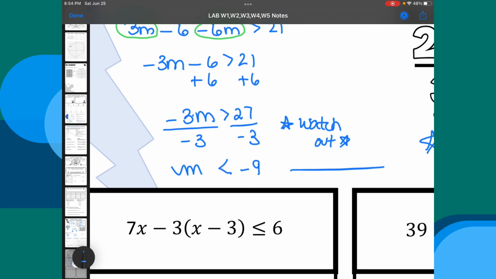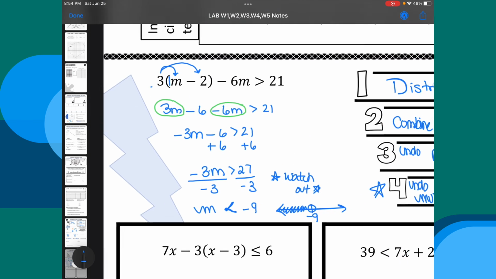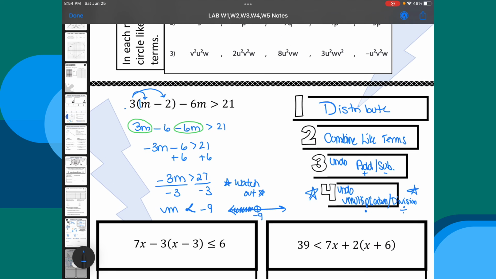If we wanted to graph it, we would start by putting the negative 9 in the middle. We have an open circle since the inequality sign does not have the bar underneath. And this says m is smaller than negative 9. Smaller numbers are always to the left. And that's how you solve a multi-step inequality.